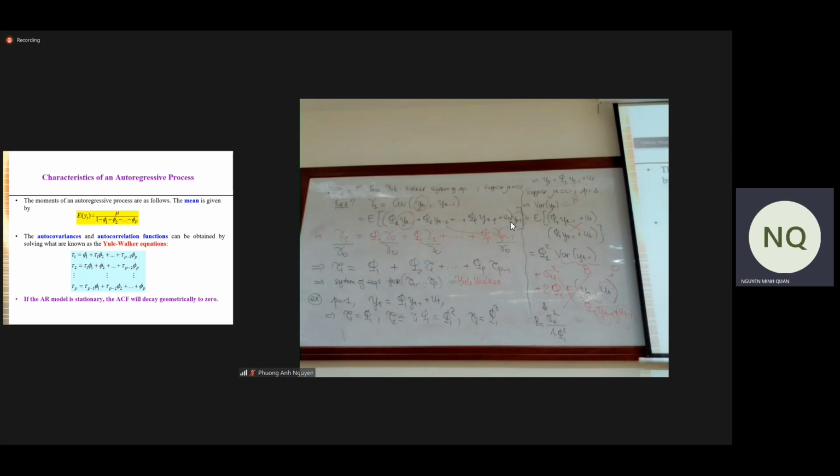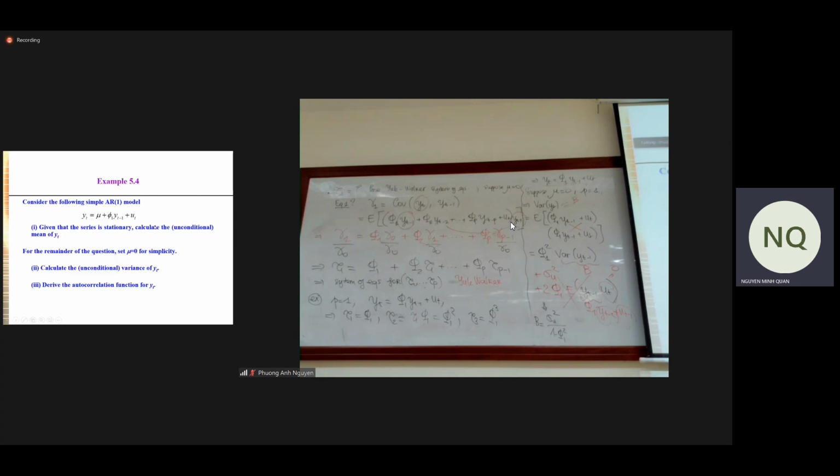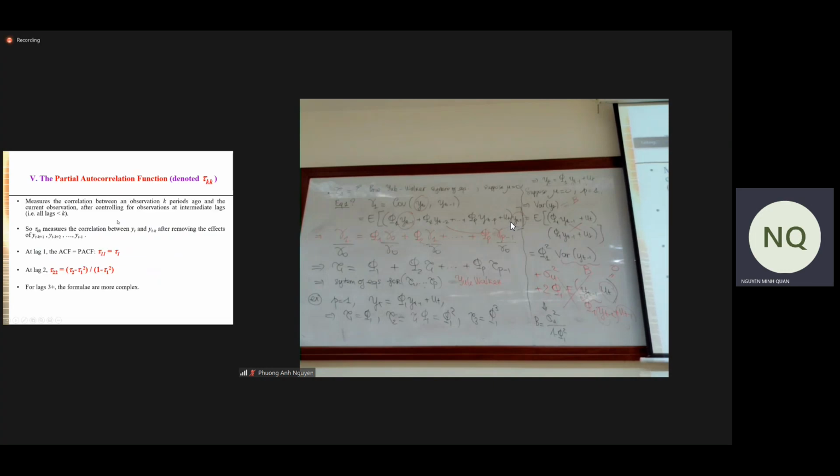So it's a way to calculate first of all the expectation, the variance, and the autocorrelation of the AR process when it is stationary. It's not obvious compared to the MA model, because the MA model is always stationary, so it's very easy to get. I think this example is exactly what I wrote out before, so you can check that again.